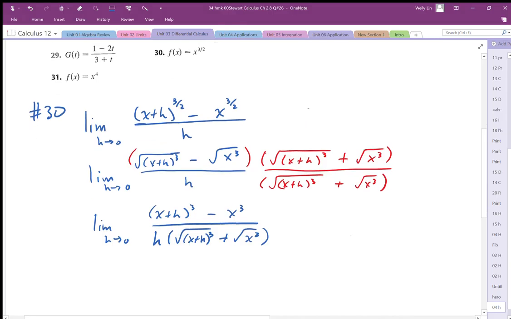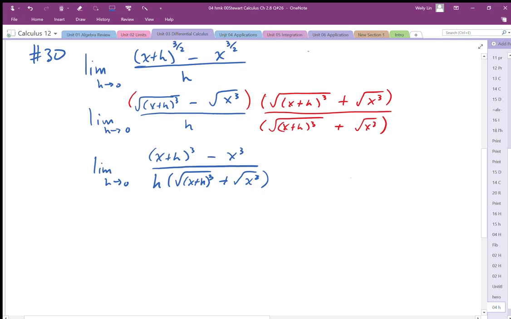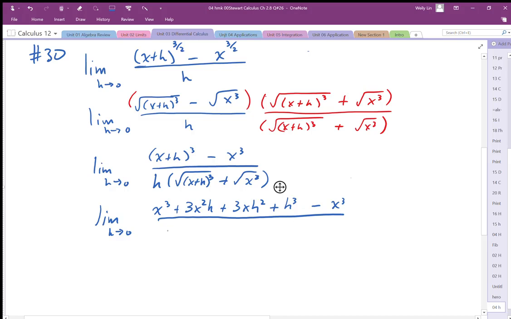Okay, so I need to then free up this h in here. I can do that by using a binomial expansion, and that will allow us to cancel out some terms. So I end up with the limit as h approaches 0 of x cubed plus 3x squared h plus 3x h squared, using the binomial theorem, plus h cubed, and then minus the x cubed that is right there. In the denominator I have my factor of h.